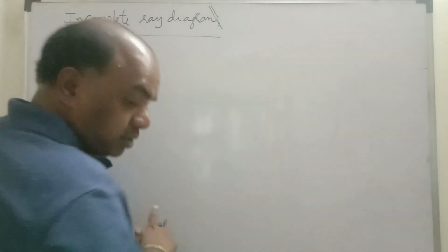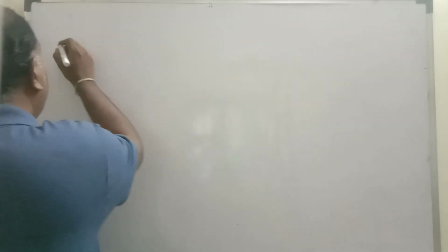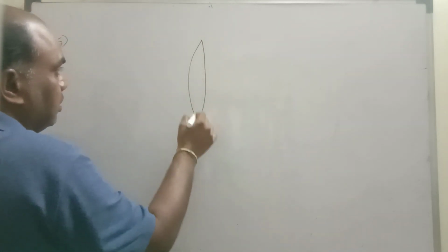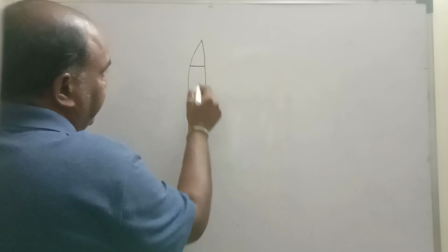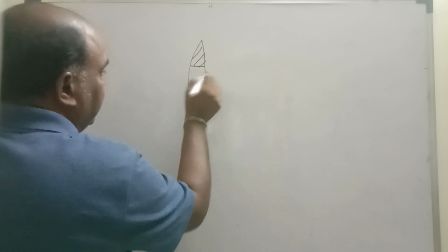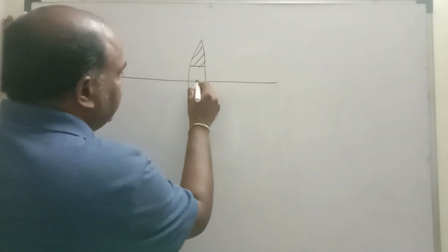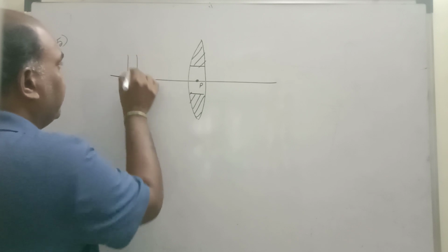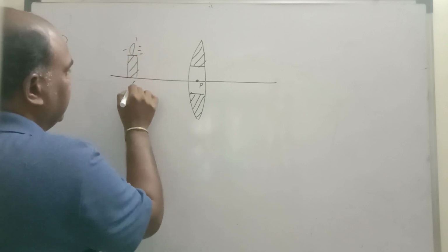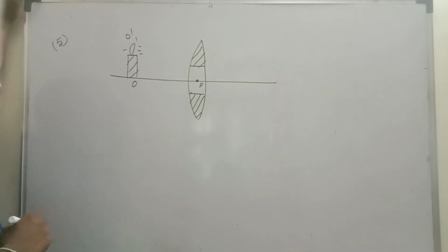See children, next question. One more important question, question number 5. This is a convex lens. It is made up of 3 different materials. This material, this is another material, this is another material. Like this, these 3 different materials. This is the principal axis, this is the pole. Here I placed a candle. Candle is nothing but the object. How many images are formed by this lens?